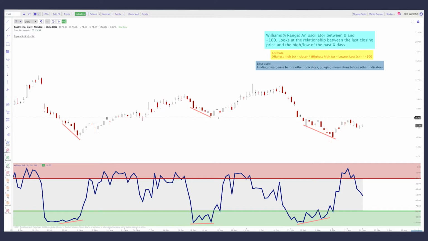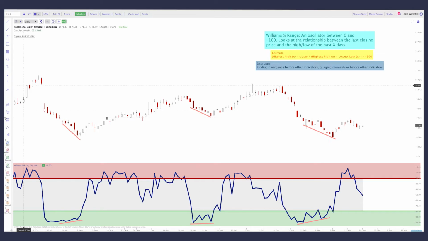To start with, the percent range is an oscillator between 0 and negative 100. If you're looking at the percent range, you're probably thinking this kind of looks like the RSI. Well, the overbought signal is greater than negative 20, and the oversold signal is less than negative 80. So a little different than the RSI, but still looks pretty similar. And this looks at the relationship between the last closing price and the high and low of the past X amount of days you're looking at.